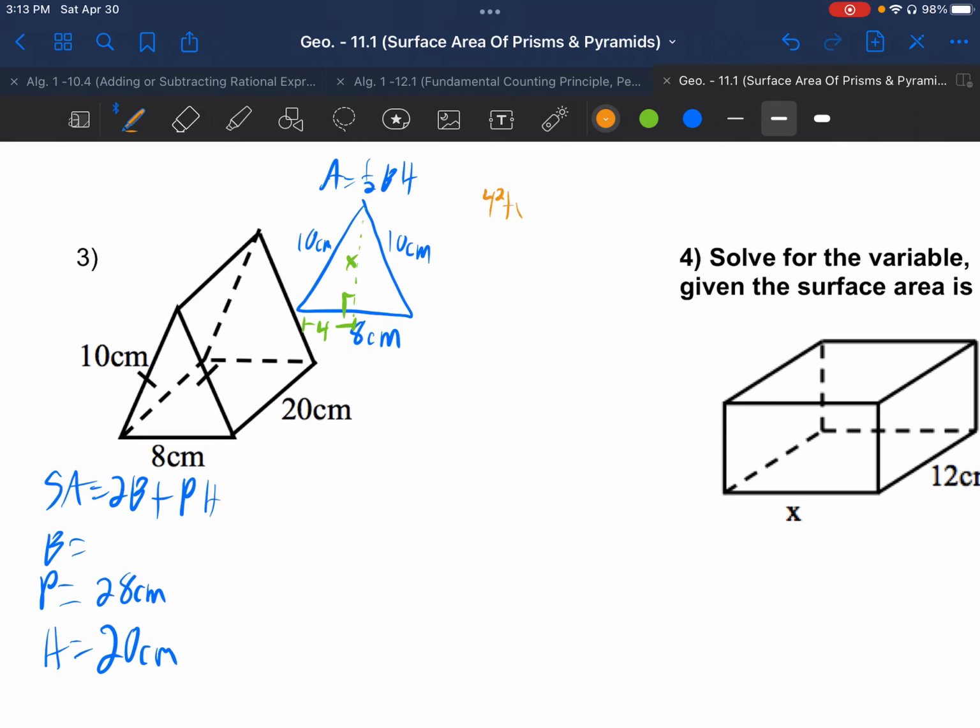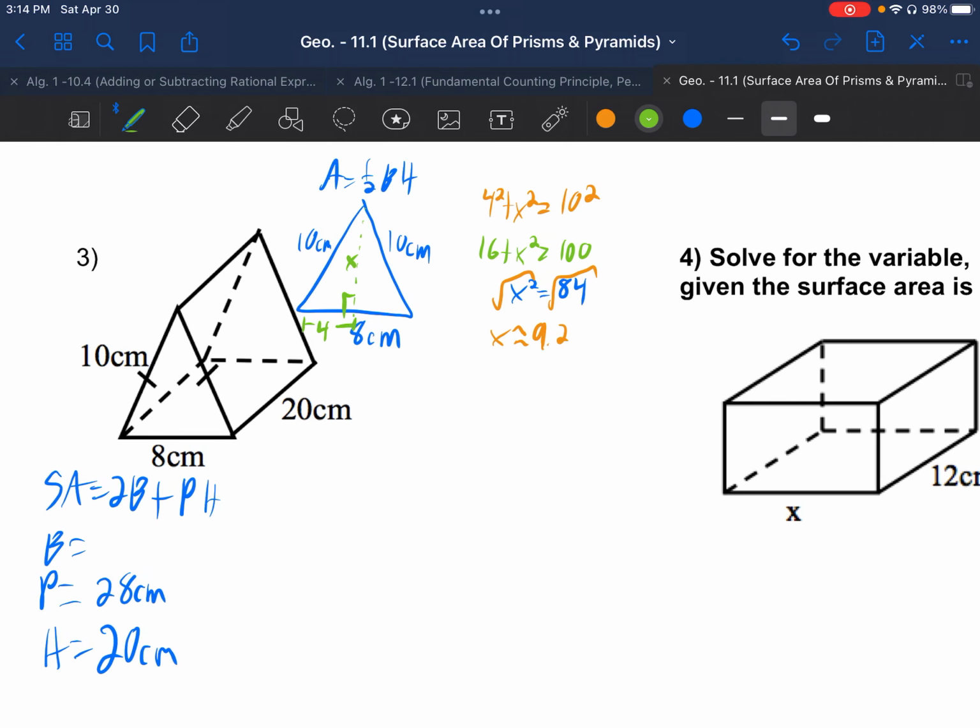So for this, it can be 4 squared plus x squared, in either order for those two, is equal to 10 squared. 4 squared is 16, x squared is x squared, and 10 squared is 100. If we subtract 16 from both sides, we get x squared equals 84. Well, if we take the square root of that, it doesn't work out perfectly, but we can get an approximate to the nearest hundredth, and that approximate is 9.2.